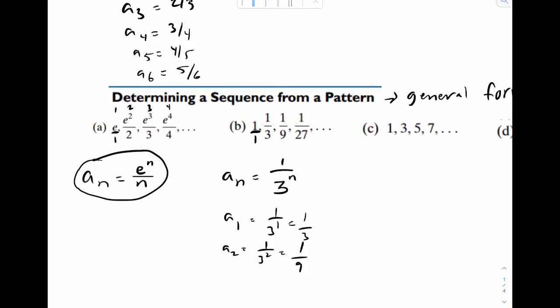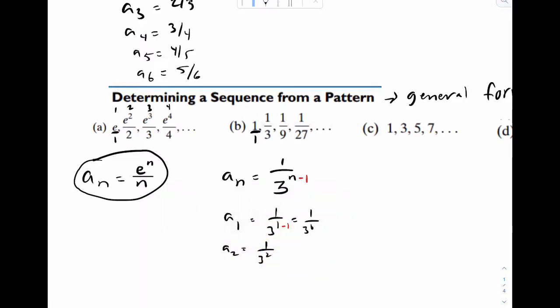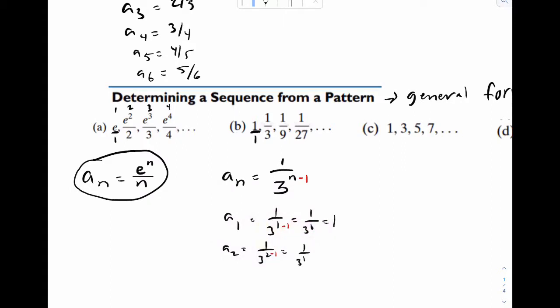So to fix that, what we're going to do is a little trick. We're just going to do -1 right there. Because if I do -1, let's see what happens to all these numbers here. That will now become 1 over 3 to the 0, which is 1. This will now become 1 over 3 to the 1, which is 1 over 3. So notice how this is checking out, which means this is the proper formula. Let's try the next one.